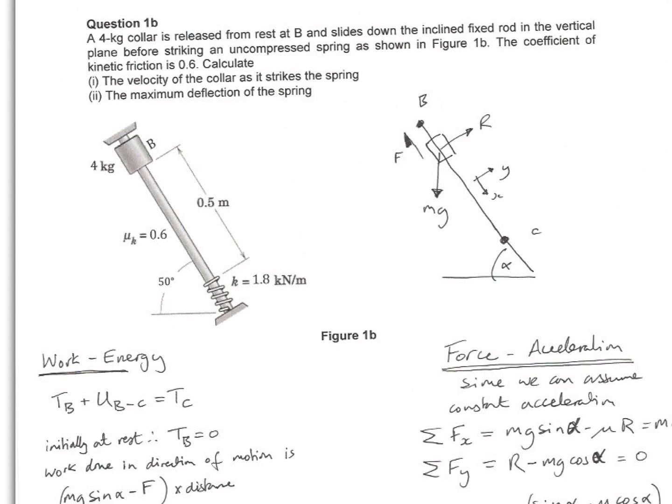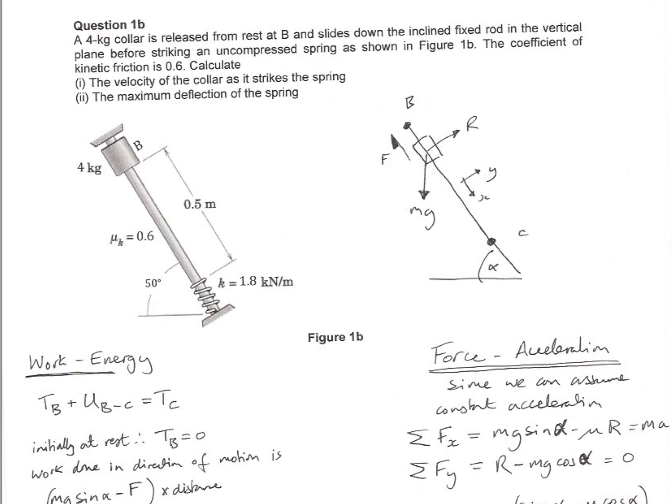In question 1b, you're asked to consider the situation where you have a mass B sliding down a rod, hitting a spring, compressing the spring and coming to a stop. You're asked to work it out in 2 stages. First of all, the velocity when B reaches this first point, which you can call C, and then finally in part 2, at what point does it come to a stop? What's the maximum deflection of the spring? So there's another point D beyond C.